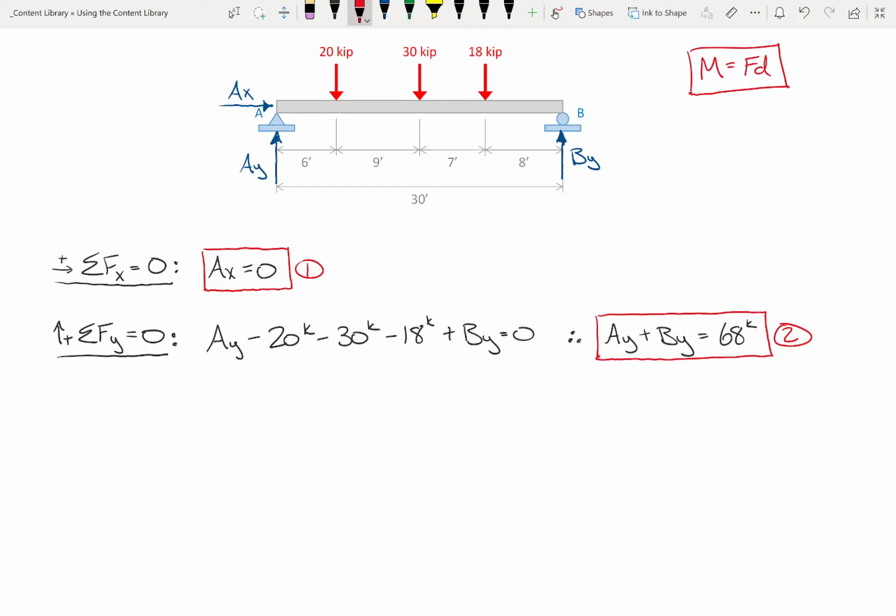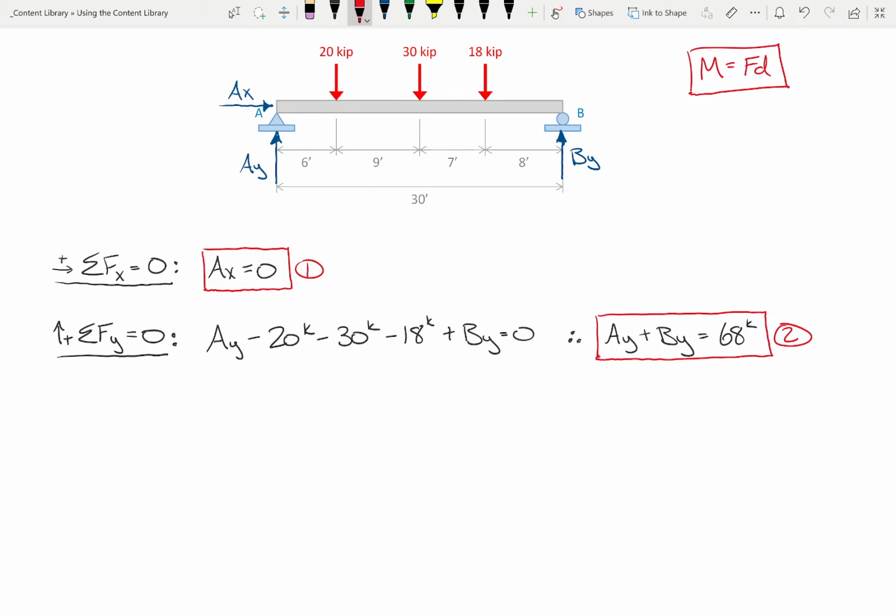I want to select a point that's going to make the math easier. So maybe what I ought to do is select a point through which a lot of unknowns interact, right? What point do you think would be a natural location about which to sum moments? A. Because if I sum moments about point A, I don't have to consider AX or AY, because AX and AY go through point A and they generate no moment.